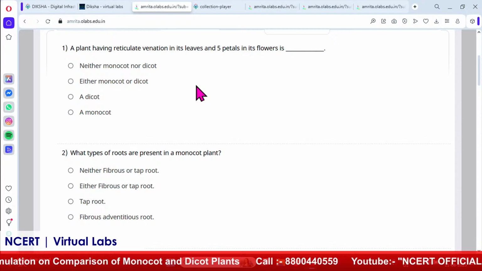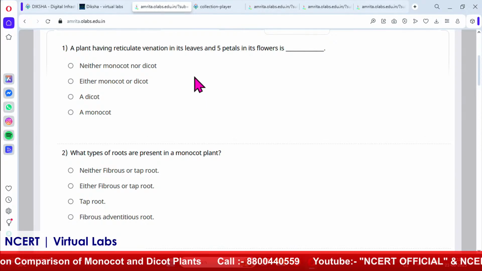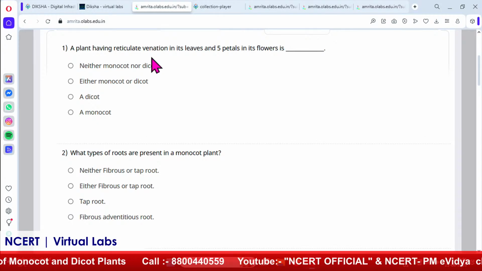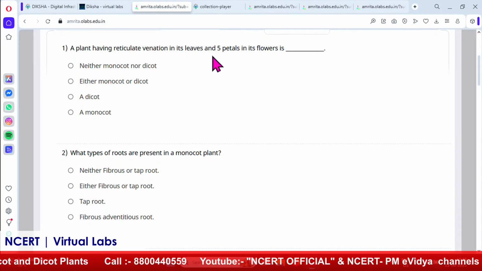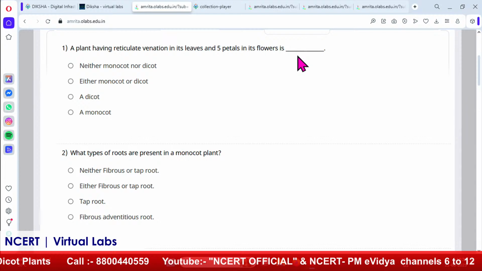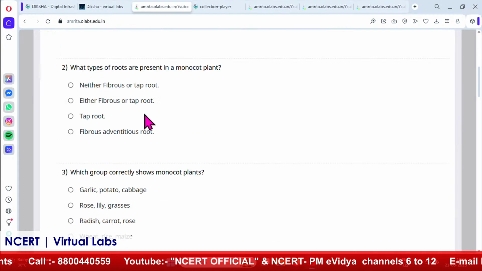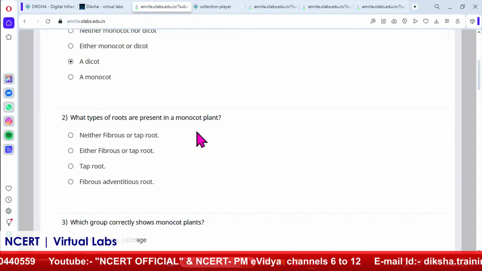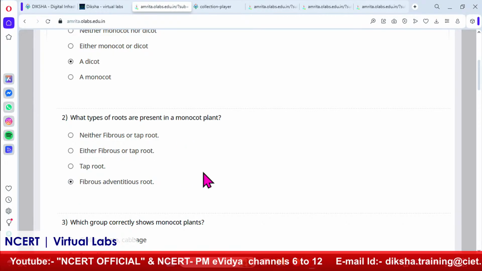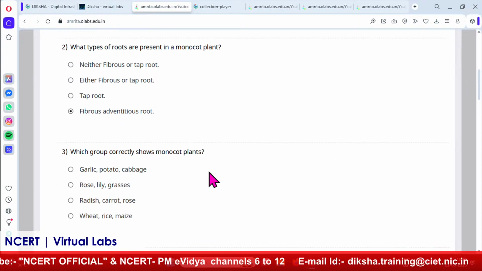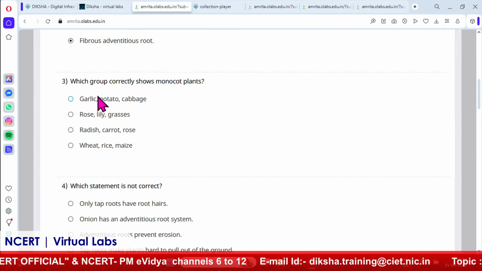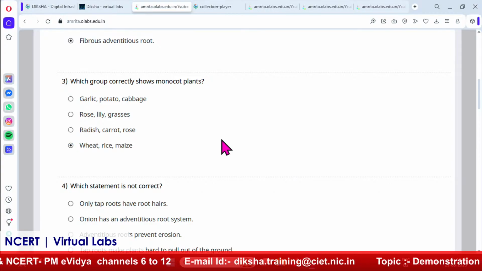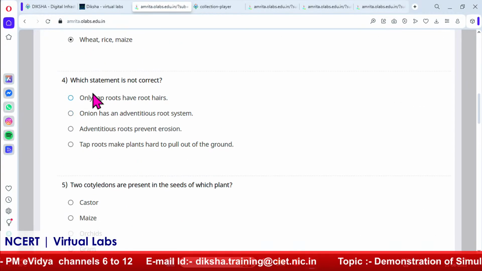Let's attempt one or two questions as limited time is available. A plant having reticulate venation in its leaves and 5 petals in its flowers is a dicot. Great. Then what types of roots are present in a monocot plant? Fibrous and adventitious roots. Yes. Wow. Then which group correctly shows monocot plants? Wheat, rice and maize. Correct.